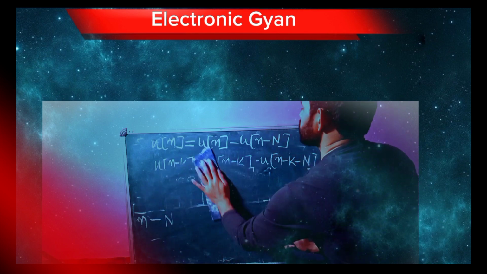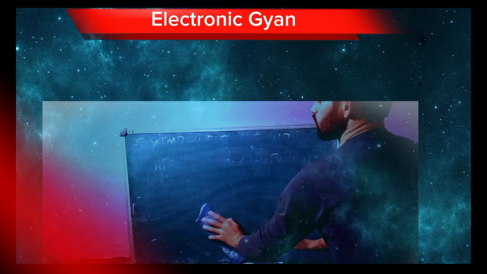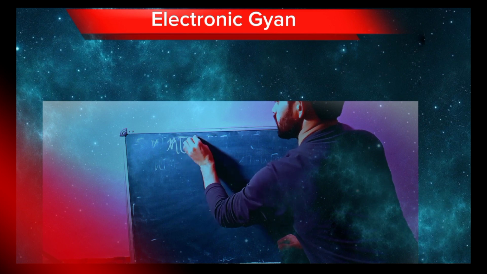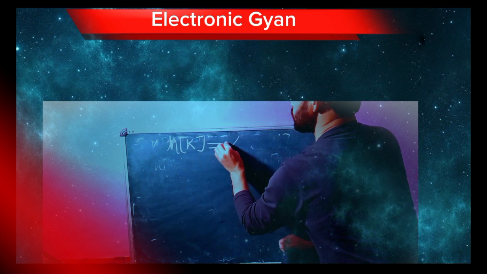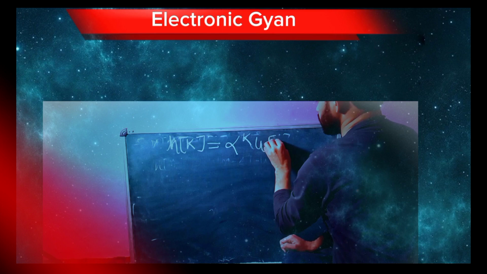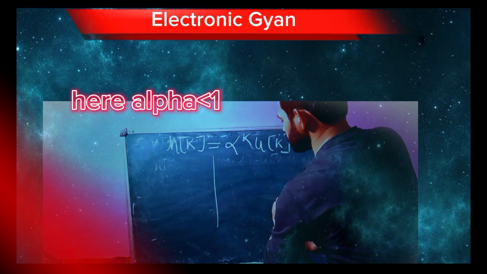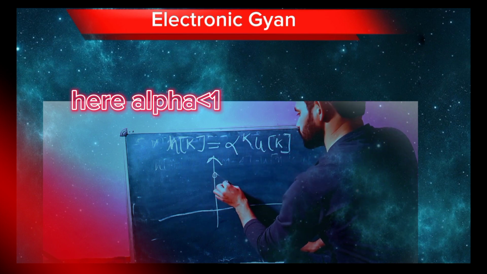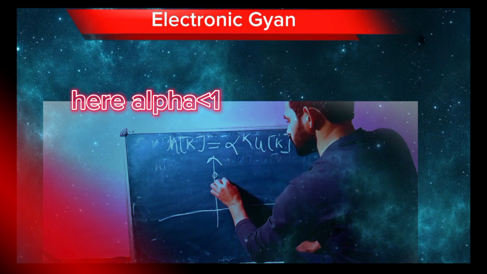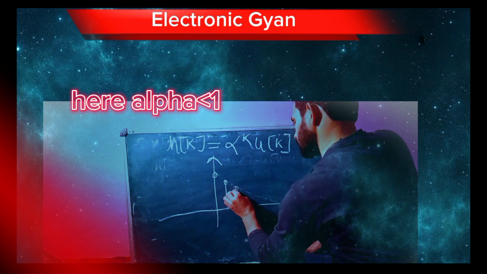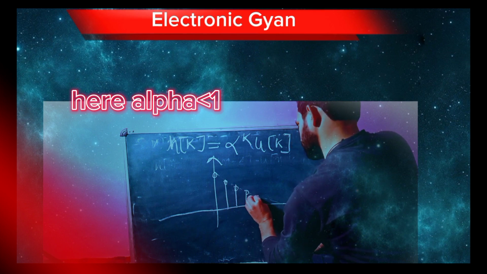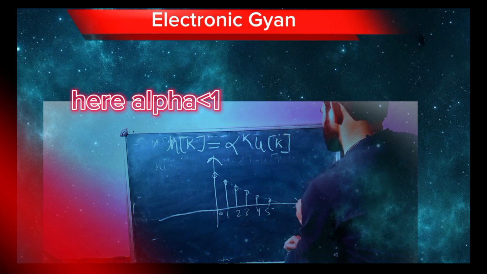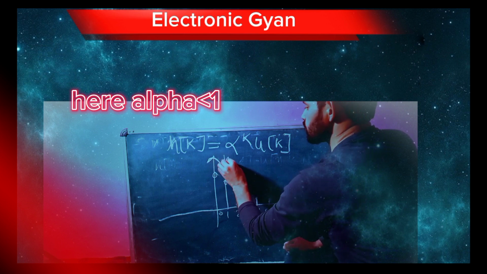Now see the plot for the impulse response. How to plot the impulse response in the k domain? This is simple. h of k is equal to alpha to the power k, u of k. How to plot this signal? This is very easy. Just take the k domain in place of n. So it is something like this: an exponentially decayed signal, at 0, 1, 2, 3, 4, 5, up to infinity. This is in the k domain, and this is my h of k.